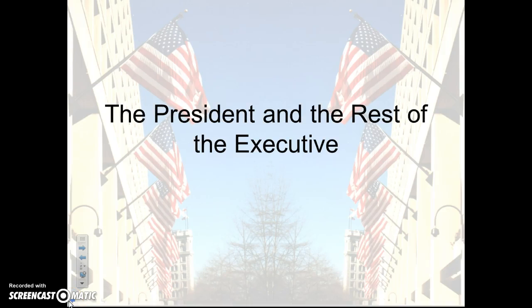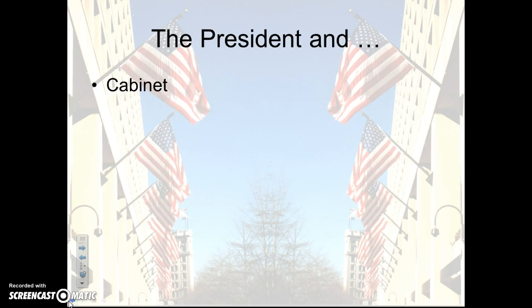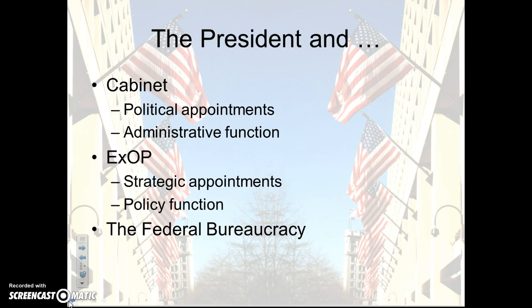Hi, so it's American politics and it's the president, and today we're going to look at the president and the rest of the executive, specifically where or indeed who are all the president's men. Now, that means we're going to look at cabinet, and we're going to observe that cabinet are all about politics and administration. We're going to look at ExOp, and ExOp is all about strategy and policy, and we're going to look at the federal bureaucracy, which is about, well, basically managing a monumental arseache.